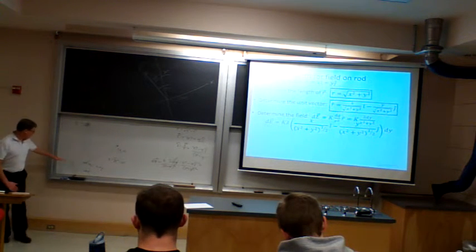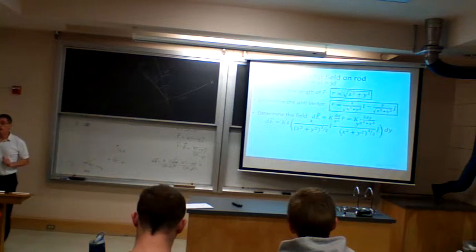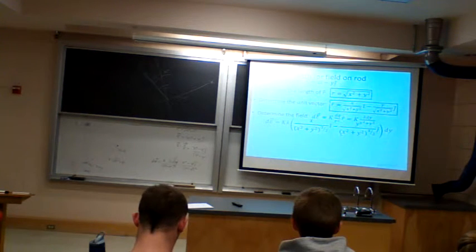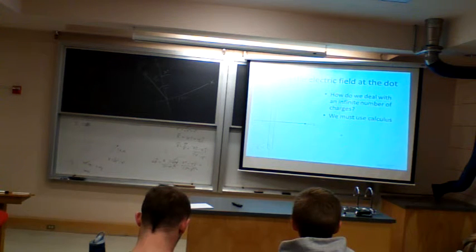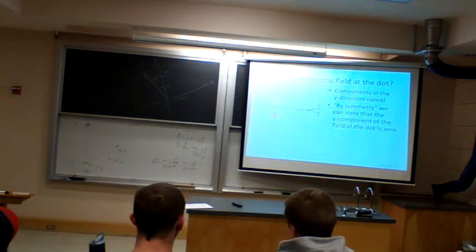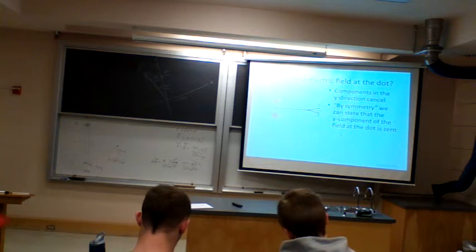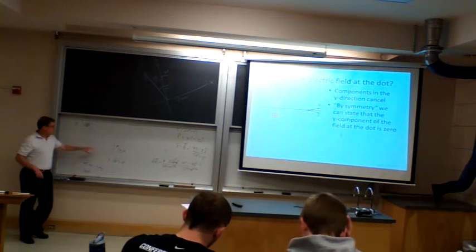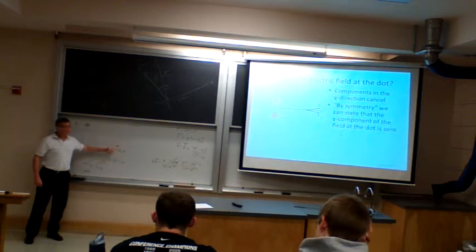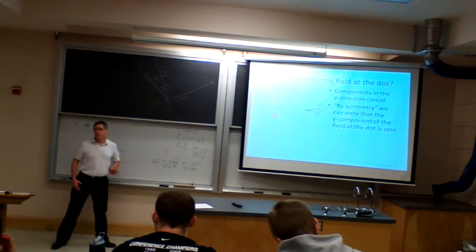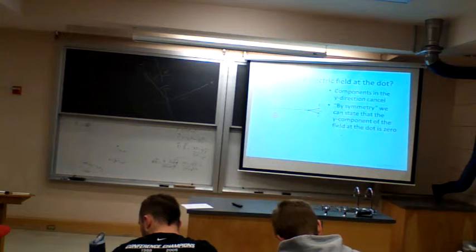Now, we can integrate from negative L/2 to L/2. But there's one thing we can do to really simplify our life first. What happened to the y components here? They went away. Isn't there a component here that looks just like this? And inside that, isn't there another component? What's going to happen to the vertical component of the field at this point here? It'll be zero. So we can say by symmetry, we know that this j component is going to go away. And we can take it away. And that simplifies our math.